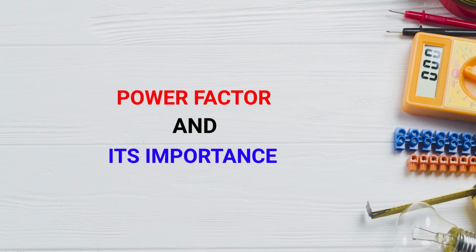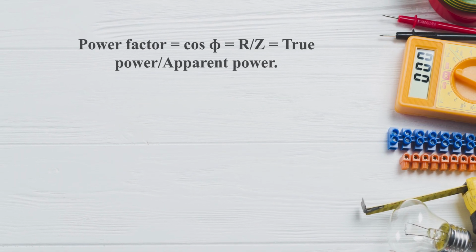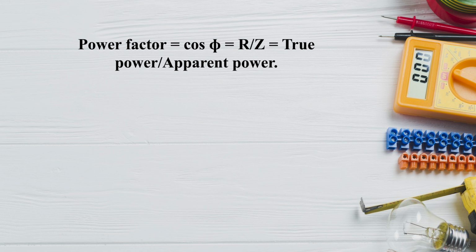Now we have to understand the power factor and its importance. In an AC circuit, the power factor may be expressed as cos phi equal to R upon Z, where R is the resistance of the circuit and Z is the impedance of the circuit. It can also be termed as true power upon apparent power, as I already explained earlier.